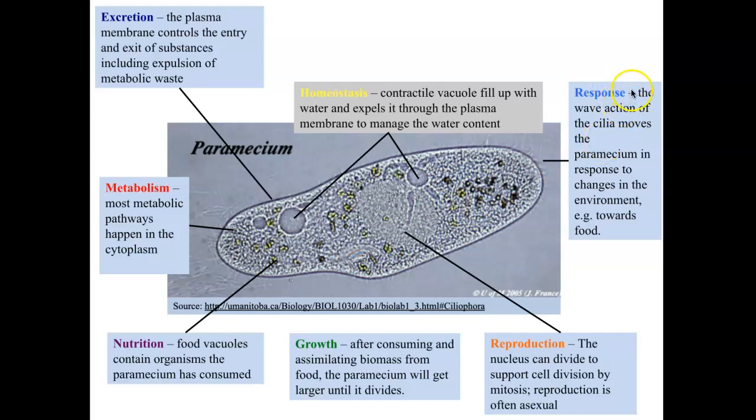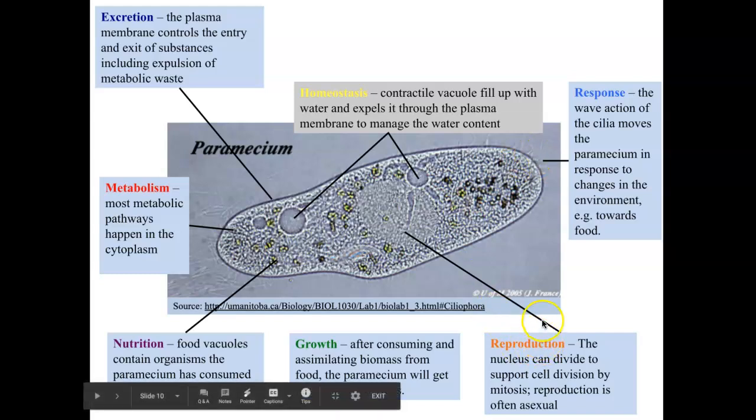And then response to environment. If you see these little hair-like projections, they're kind of clear, translucent, but they're all around the paramecium. These are called cilia, and they wave around in response to changes in the environment. And so it can actually use this for mobility. If it feels a change in the water, and that means that there might be food nearby, it can use the cilia to help move it towards the food and then help to also bring it inside the organism.